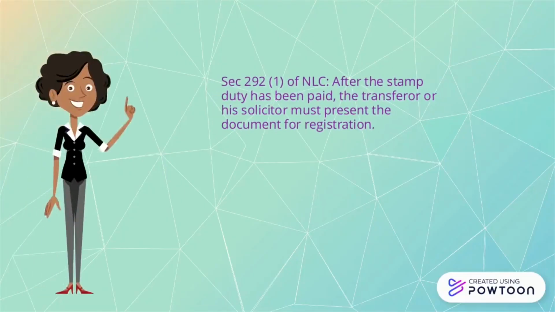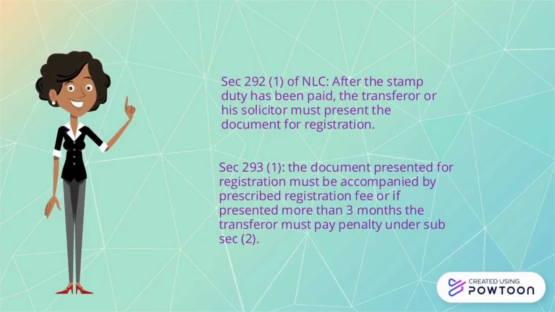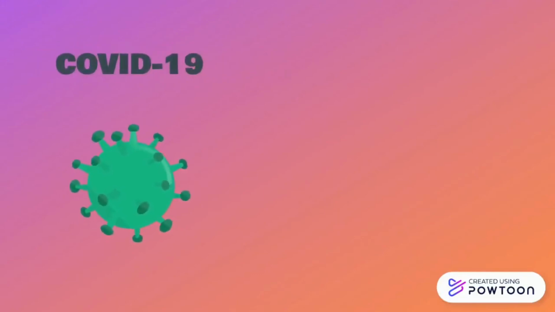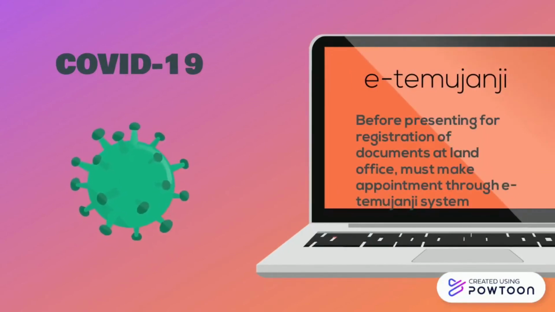Based on Section 292 subsection 1 NLC, after the payment of stamp duty, Mr. Zain or his solicitor must present Form 14A for registration at the District of Klang Land Office. Form 14A must be accompanied by the prescribed registration fee as required by Section 293. Due to COVID-19, before registration of Form 14A at the District of Klang Land Office, Mr. Zain or his solicitor must make an appointment under the e-Temu Janji system. It is a mandatory requirement that must be complied with.